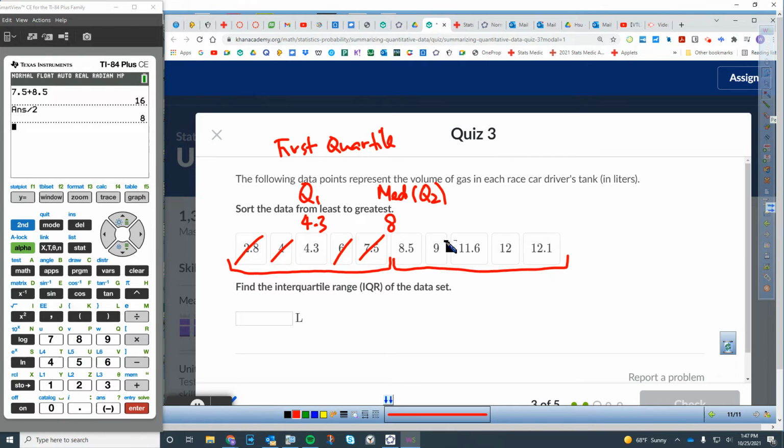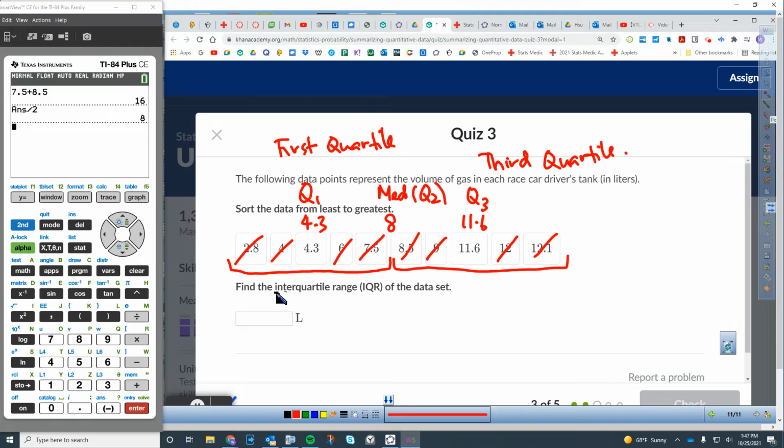smallest to biggest. So let's look at the upper group of the data. Cancel this, cancel this, cancel this, cancel this. So this 11.6 will be your Q3, right? We call this the third quartile. Third quartile, okay? All right.